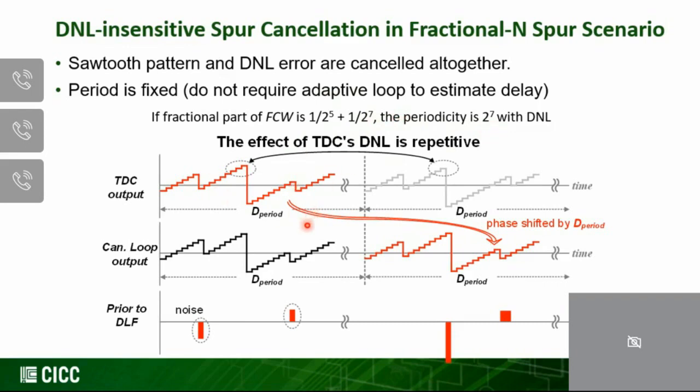So in other words, if we delay this period, which is 2 to the power of 7, we can actually also line up with this DNL pattern, which means that the DNL effect can also be canceled through this feedforward cancellation scheme. So that's an additional advantage of using this proposed technique for spur cancellation.